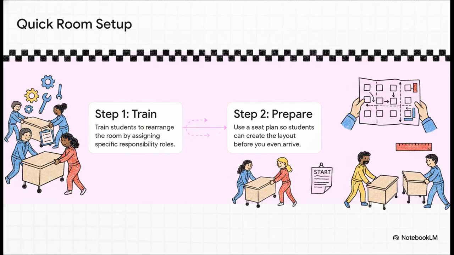So what does this actually look like? Well, it boils down to two really simple but brilliant moves. First, train your students. Turn them into your own personal pit crew. Give them roles or just have a system where everyone knows to grab a desk and move it as soon as they walk in. And second, give them a visual guide. A simple seat plan they can grab from a specific spot empowers them to get the room ready themselves without you having to shout directions over the noise.